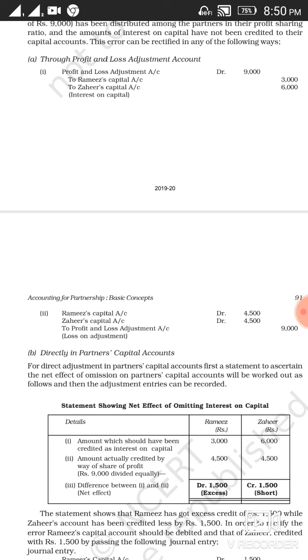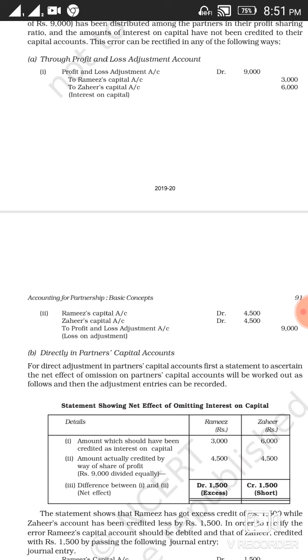Now the same can be done directly in the partners' capital accounts. How are you going to do it directly in the partners' capital accounts? For doing it directly, we have to prepare an adjustment table. Under the adjustment table, on the very left you will write the particulars or the details, then the names of the partners, Ramesh as per the question, Zahir as per the question. Now the amount which should have been credited as interest on capital, as I've told you, they forgot to give interest on capital at the rate of 6% per annum.